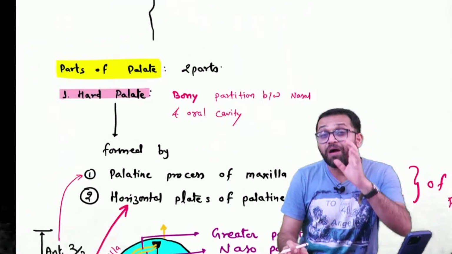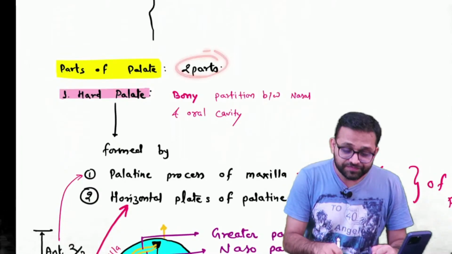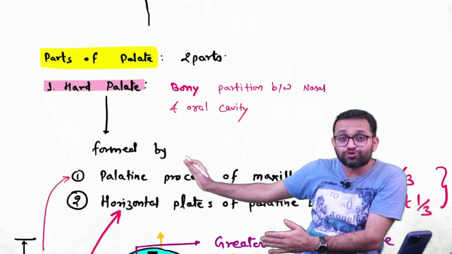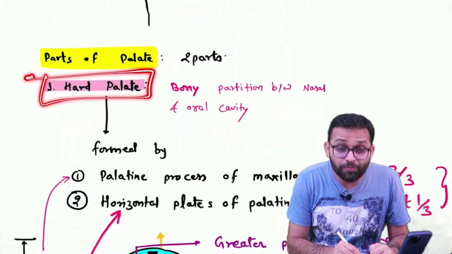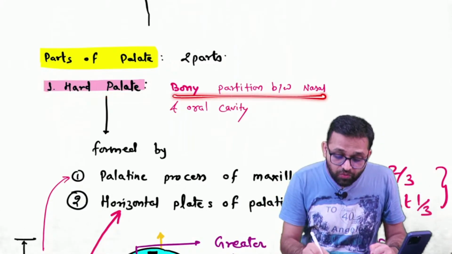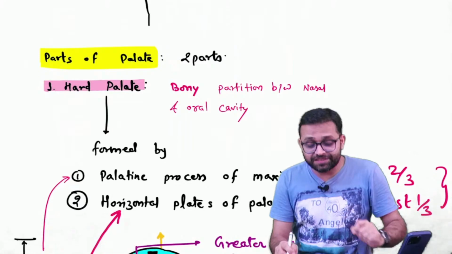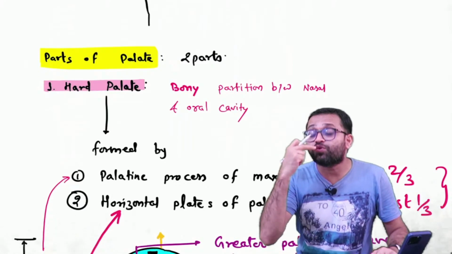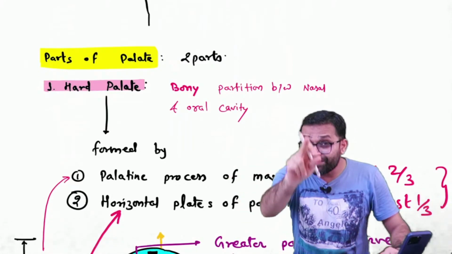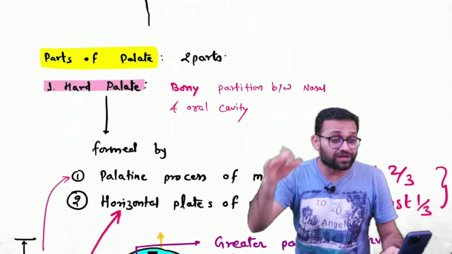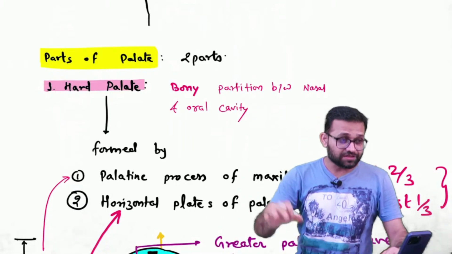We are looking at the parts of the palate. Two parts. How to write them in your theory exam? Proper heading. First, hard palate. What is the definition? Bony partition between the nasal cavity and the oral cavity. Agree? Okay, now catch.